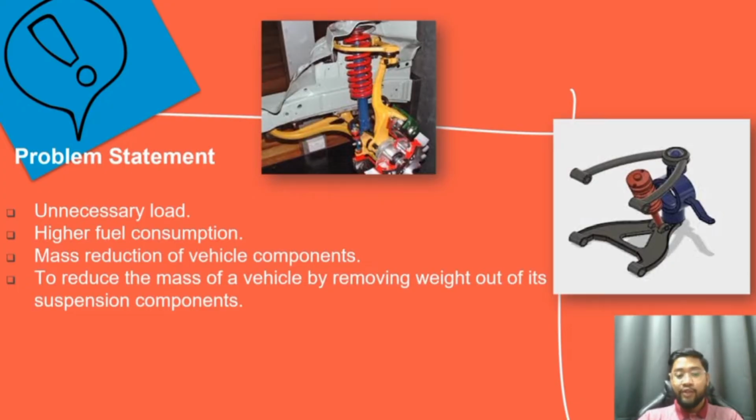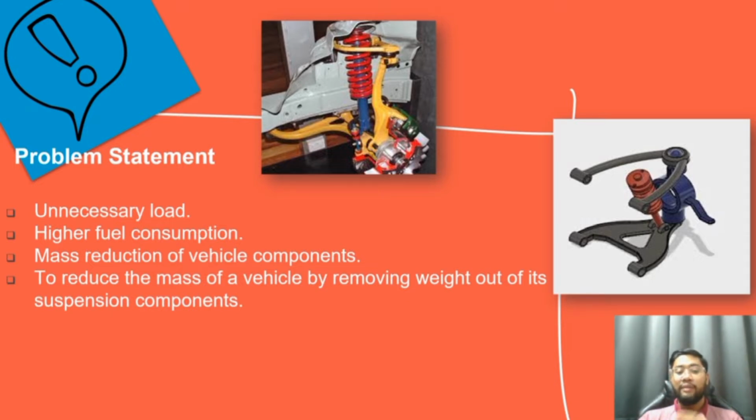Next we go to the problem statement. The problem is unnecessary load on the suspension system. This unnecessary load will cause high fuel consumption of the car. Consequently, mass reduction of vehicle components is offered as a means to reduce the identified issue.